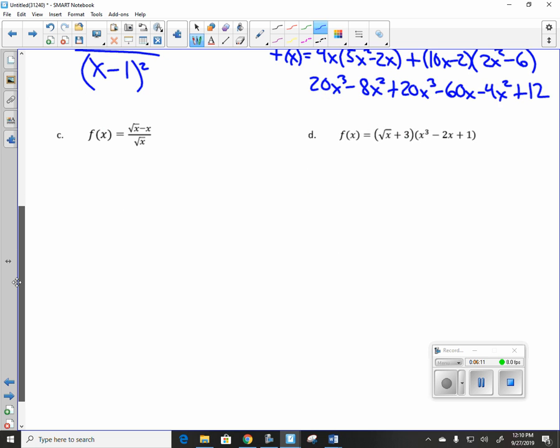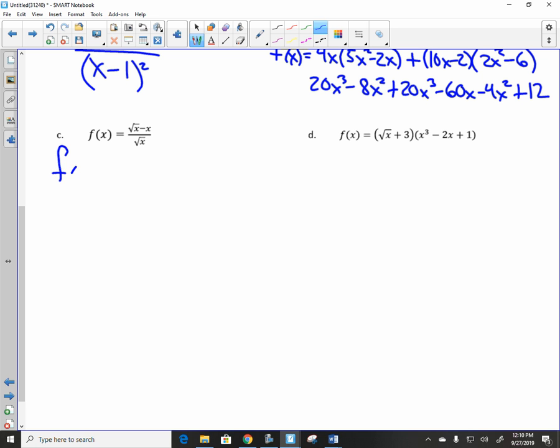So when you look at letter C, what rule comes to mind for you? Product or quotient or power? Quotient, because you see division. Sometimes there's a better option than using the quotient rule. Sometimes you can just divide it out. f of x is equal to, I'm going to rewrite this, x to the 1/2 minus x to the 1 over x to the 1/2. I'm going to divide each of these terms by x to the 1/2.